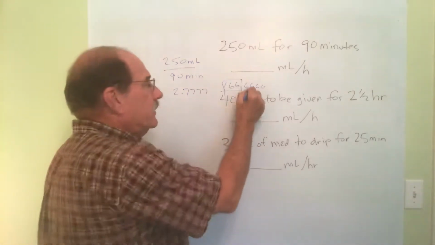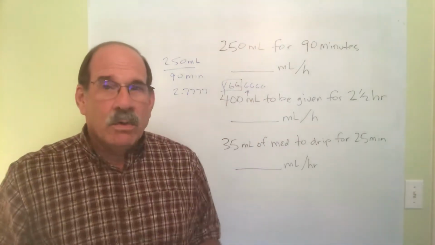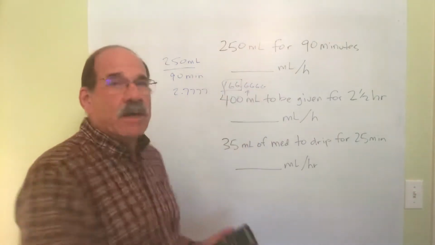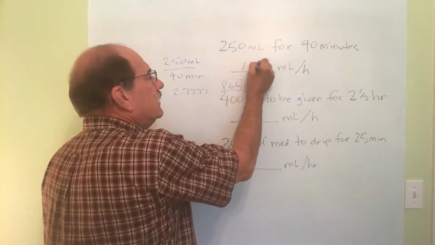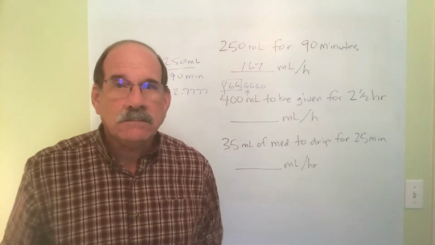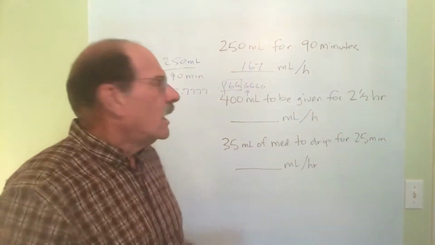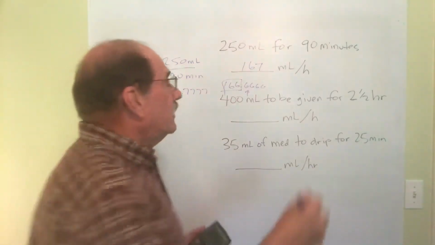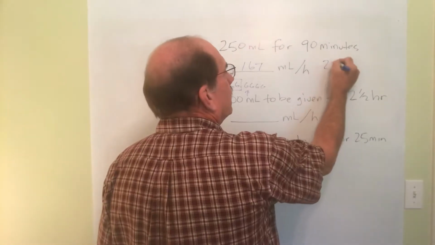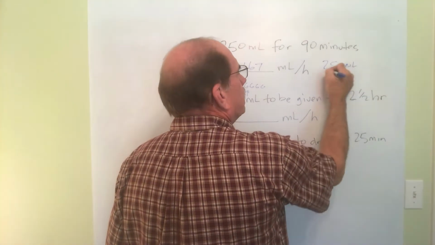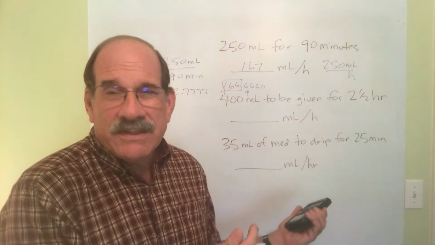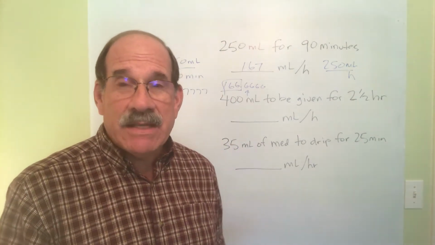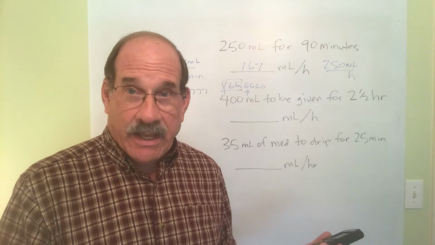Since the next number is 5 or more, I'll make this the next higher number. What do I call that? Of course, I call it 167. You can do that. But what if I were to take the number of milliliters, 250 milliliters, and divide by the number of hours? Well, you probably know this. How many hours is 90 minutes? It's an hour and a half.